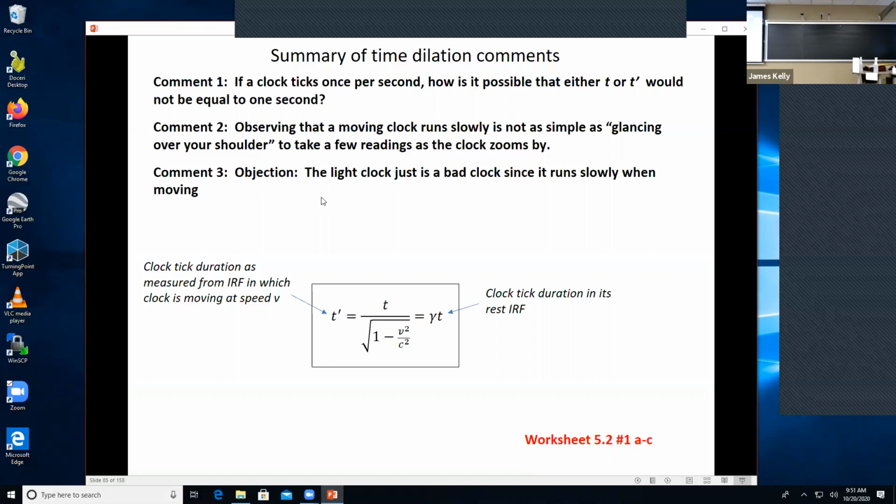And then comment 3 was an objection that the light clock is just a bad clock since it runs slowly when it's moving. There's something wrong with it. And the answer to that is, well, you can make a very easy argument with the principle of invariance of coincidences that says that if the light clock runs slowly, then every other clock runs slowly. Every other process, biological, psychological, all of them run slowly. So time itself, we would say, is running slowly compared to the person who's observing it, right?